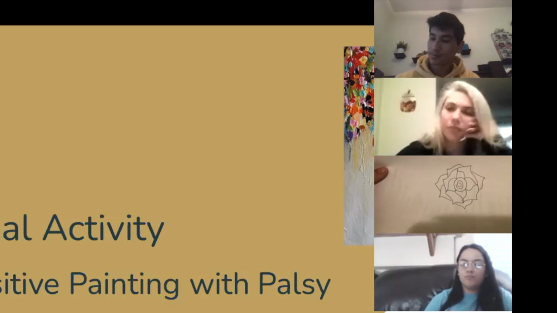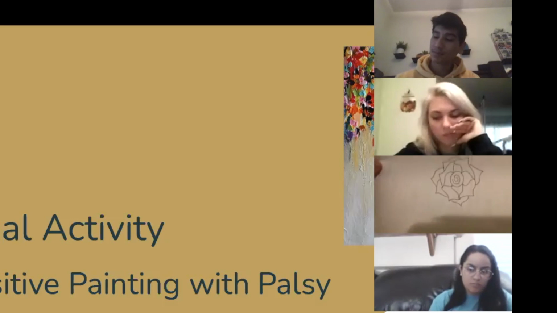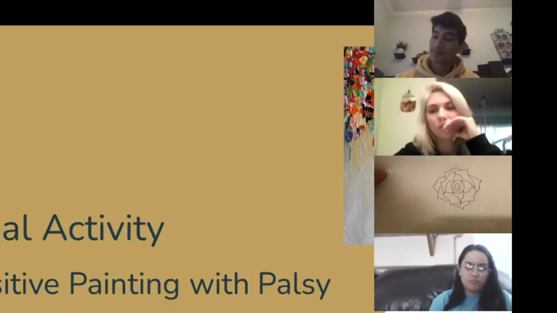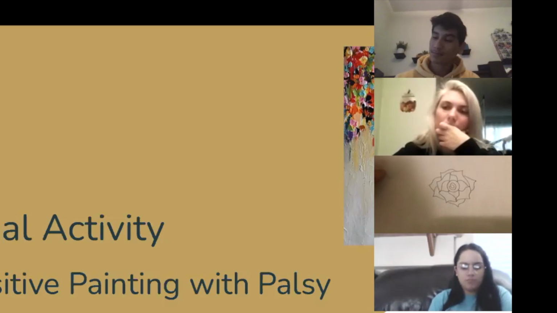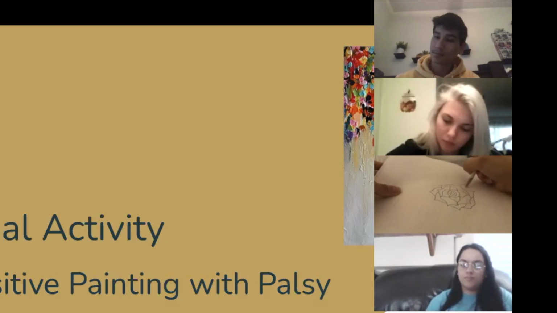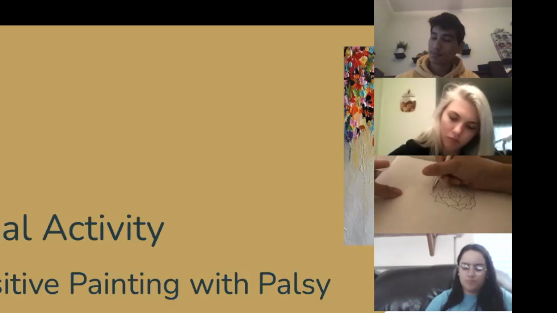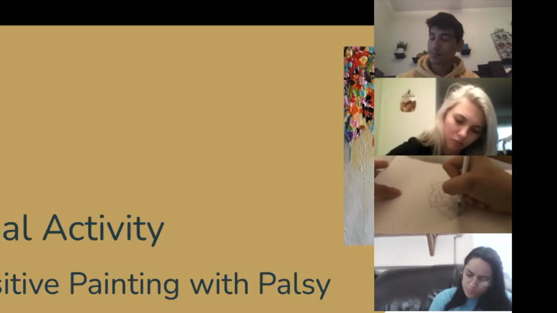It can look like a rose. It can just look like a sunflower. It can look like anything. I like to make mine look like a rose. You can make it as big as you want or as small as you want and as colorful as you want. I like to make them as big as I want. So I just keep going and going and going.